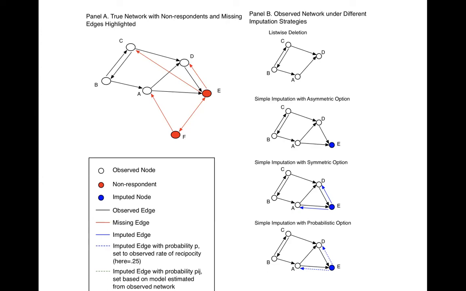And you would flip it based on the observed reciprocity rate in the network, based on those observed ties just between the observed nodes. In this case, that would be 0.25.